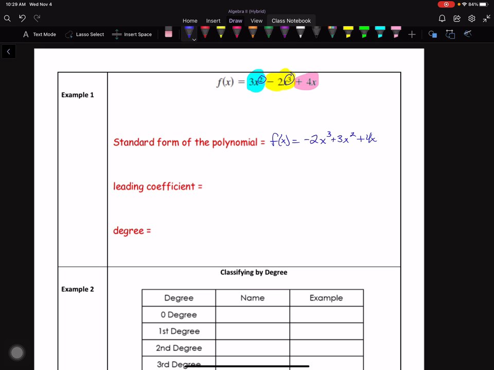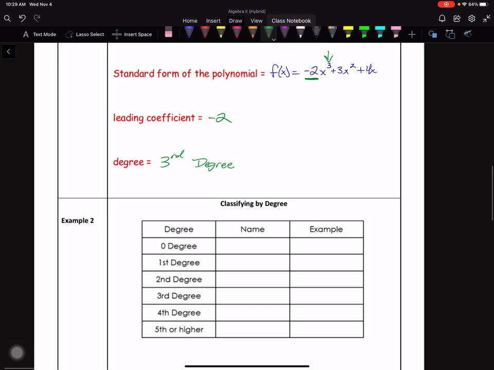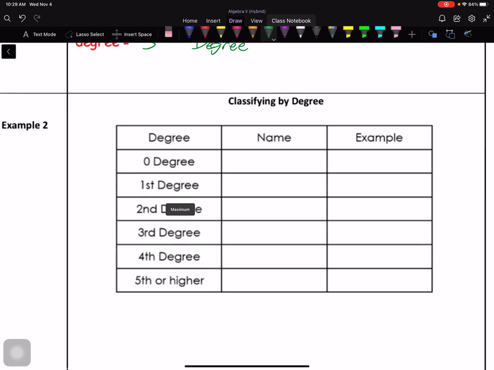So that's just standard form, highest exponent all the way down to the lowest. Once you have your polynomial written in standard form, your leading coefficient is just the first number in front of your first term. So negative 2. And then the degree is going to be just 3, or you can write third degree if you want. It's just your highest exponent. And then, unfortunately, we have more vocab, so instead of just saying third degree, we have a name for that. So let's go ahead and just talk about each degree here.